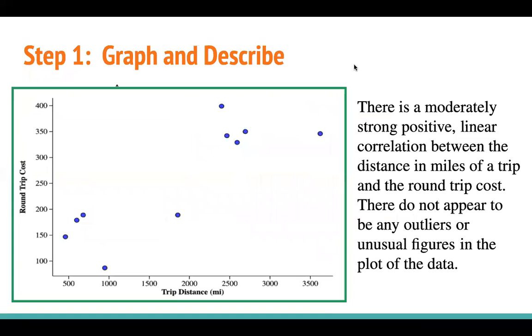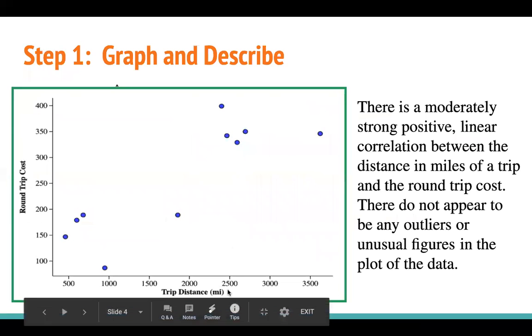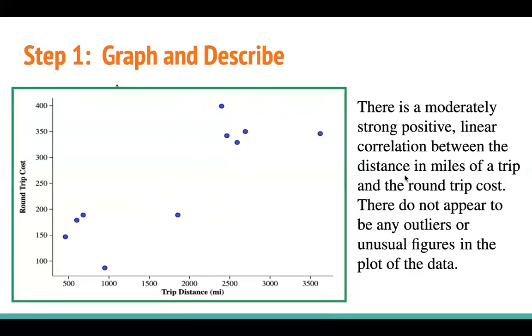So step one, let's check a graph and we'll describe it. This is an example from the project where you found the trip distance and round trip cost for some spring break destinations. For this graph, I would say there is a moderately strong positive linear correlation between the distance in miles of a trip and the round trip cost. There do not appear to be any outliers or unusual features in the plot of the data.